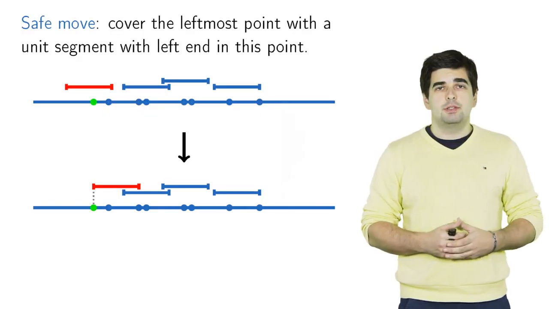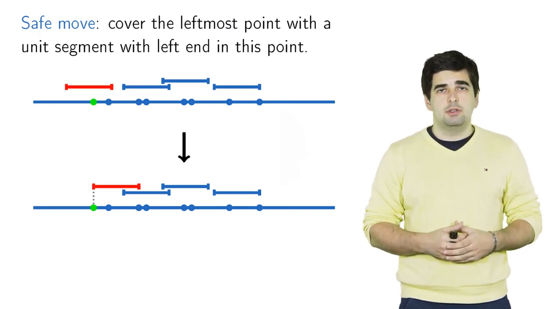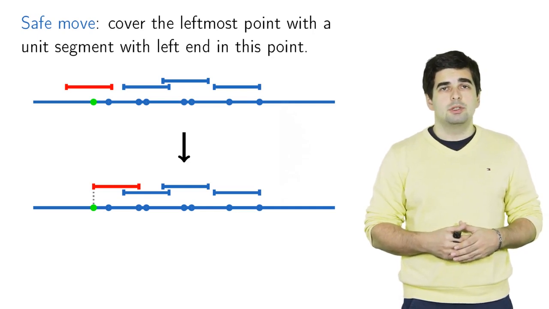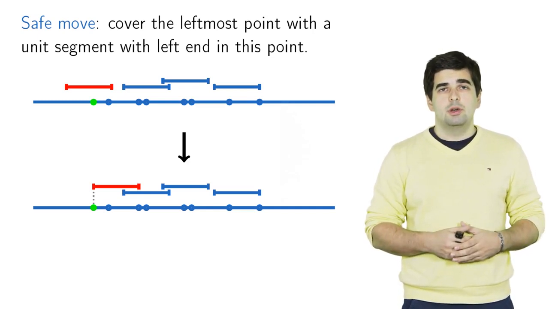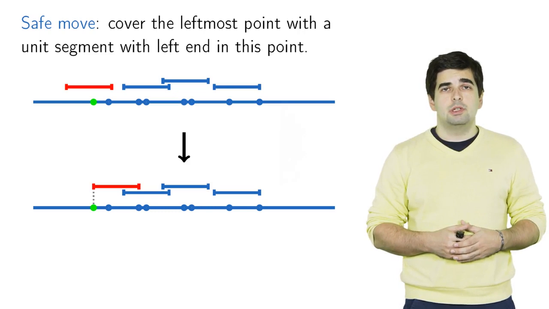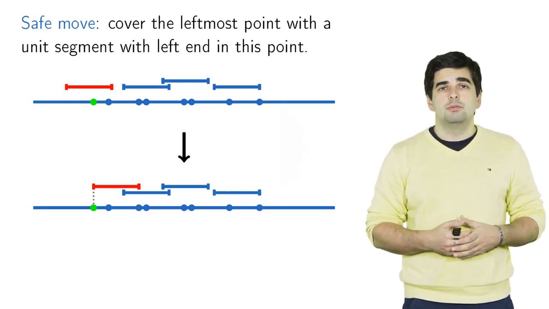Now that we have a safe move, let's consider what happens after it. We have the leftmost point covered, and also maybe some other points covered, so we don't need to consider these points anymore. We're not interested in them, and we need to cover all the other points with the minimum possible number of unit length segments. So this is the same kind of problem that we started with. So this is a sub-problem.